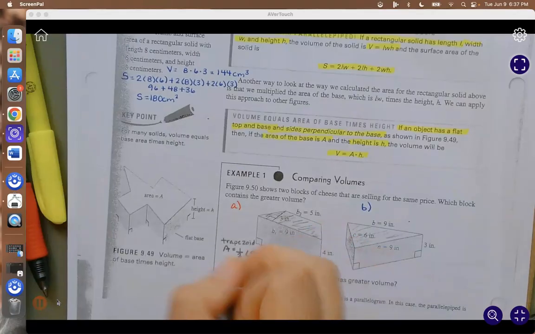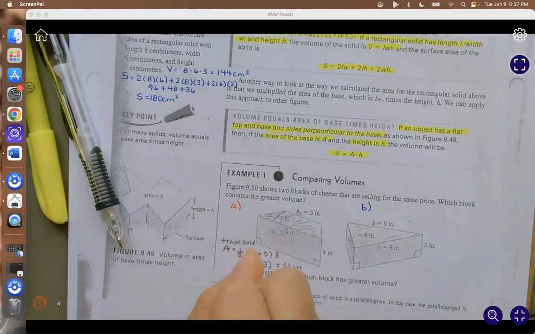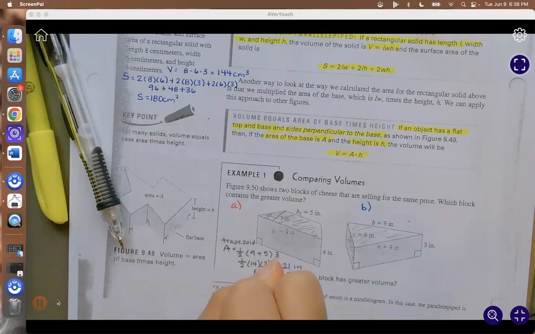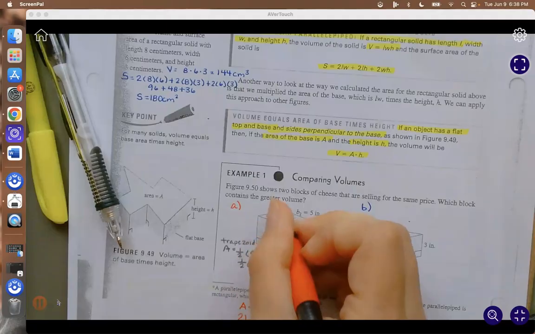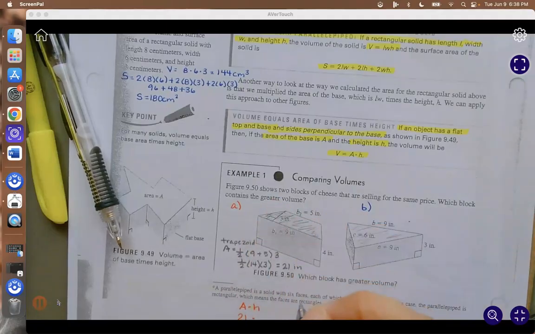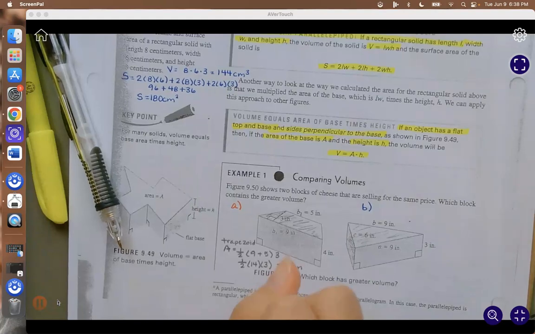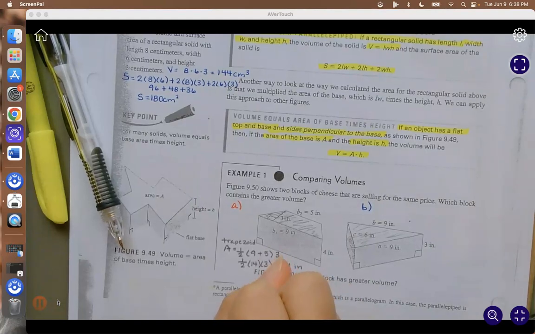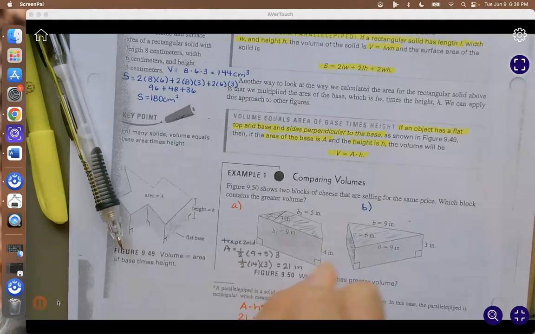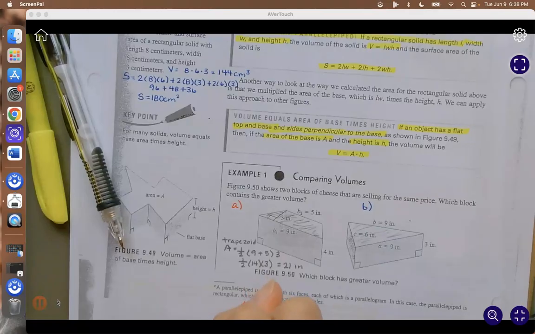Okay, so now that we did that, we can do area times height. So the area of the base is 21. The height of the whole figure is 4. Okay, this height is the height of the figure. So 21 times 4 is 84 cubic inches.